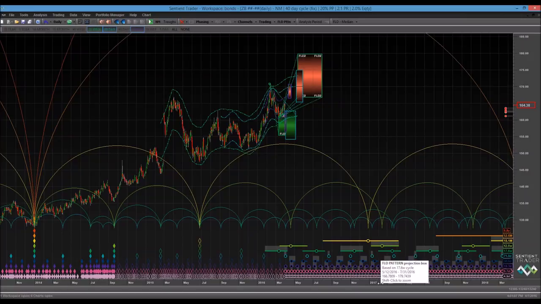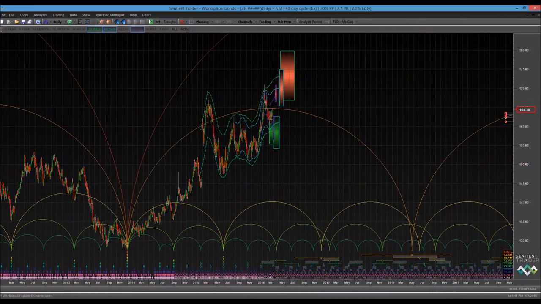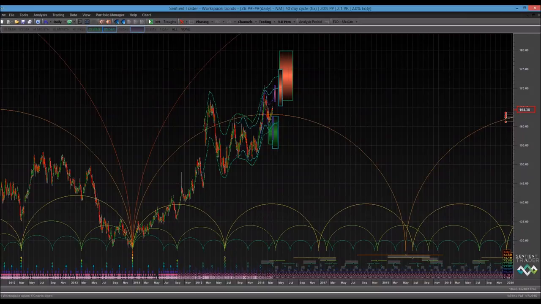Now, let me back this out because this is important, okay? I want you to look at the larger cycles, okay? Look out here in May and July, May through July, in that period of time in 2018, okay? There's a more significant low window out here, okay? So when you think about trading bonds, and let me just throw this in for good measure, guys.